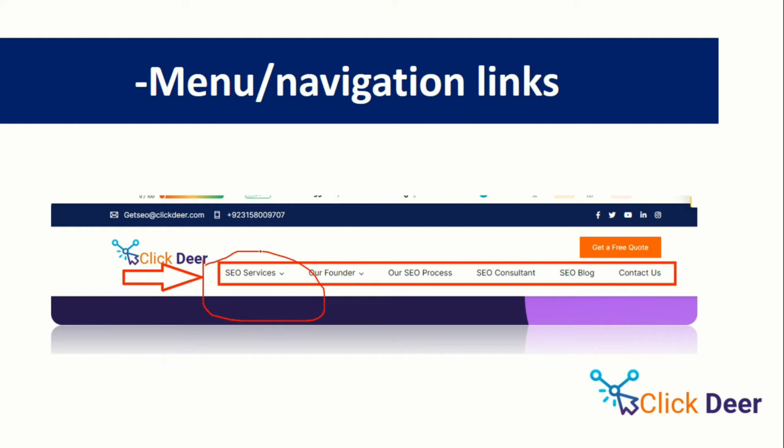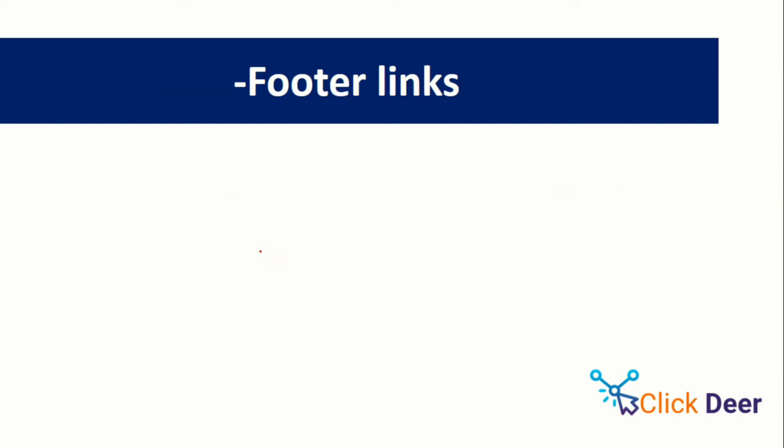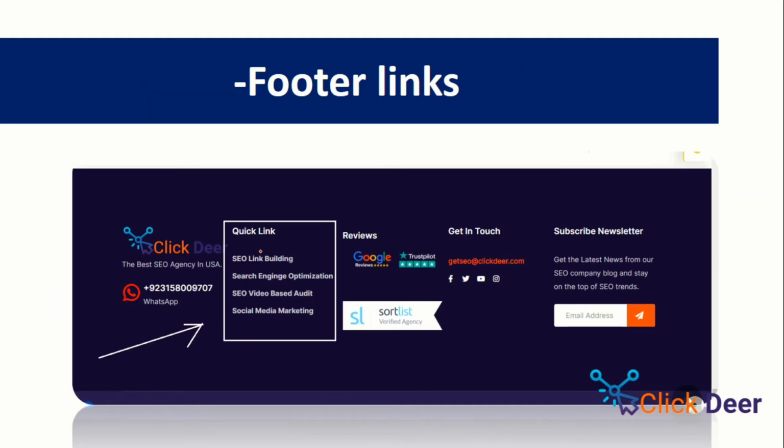The second one is the footer links. These are basically the links that appear on the footer of your website. So for example, in this screenshot, these are the links that we have added to our website footer. These are also called internal linking, because these links go to the pages that exist on this website, right?